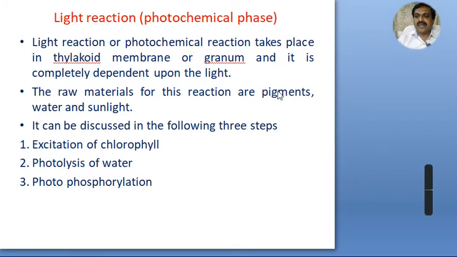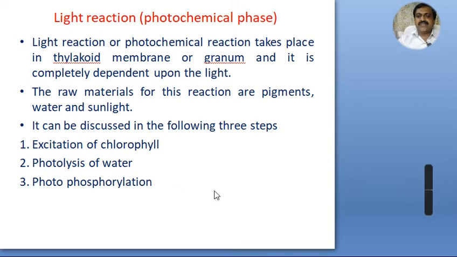And to absorb light energy, pigments are required. What are these pigments? These are the quantasomes, photosystem unit 1 and photosystem unit 2, present in the membrane of thylakoid of the grana region of the chloroplast. These three are required. And the light reaction consists of three main phases: photo excitation of chlorophyll A molecule, photolysis of water, and photophosphorylation. Under these three headings, we can learn the mechanism of light reaction.